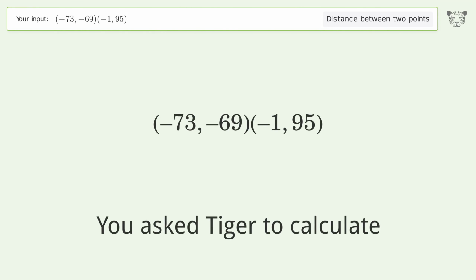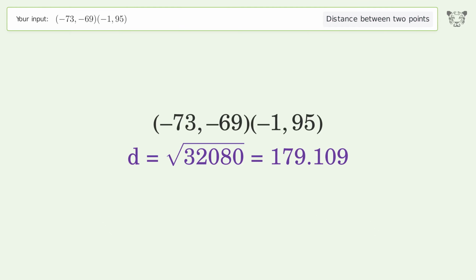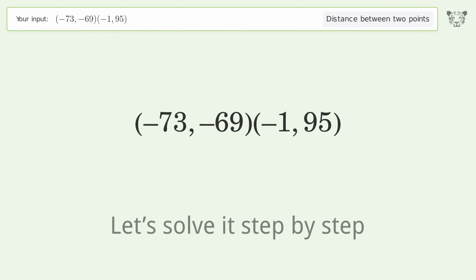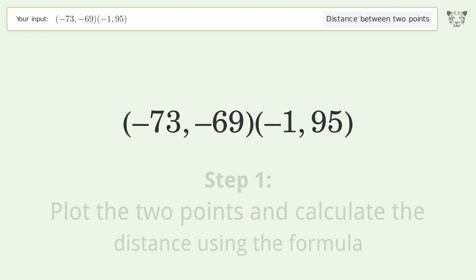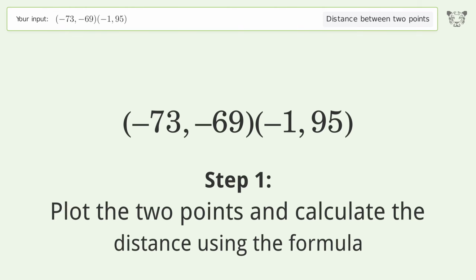You ask Tiger to calculate. This deals with the distance between 2 points. The distance between the 2 points is the square root of 32,080 or 179.109. Let's solve it step by step. Plot the 2 points and calculate the distance using the formula.